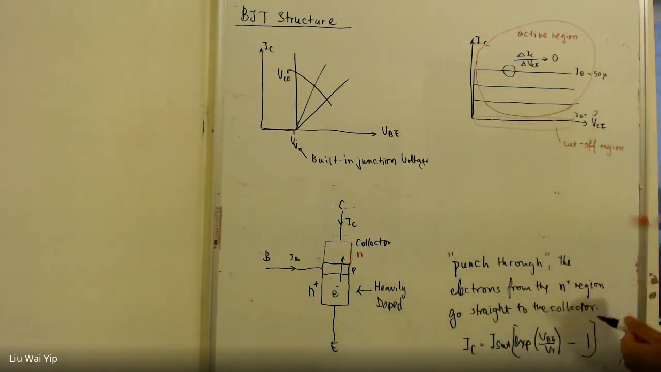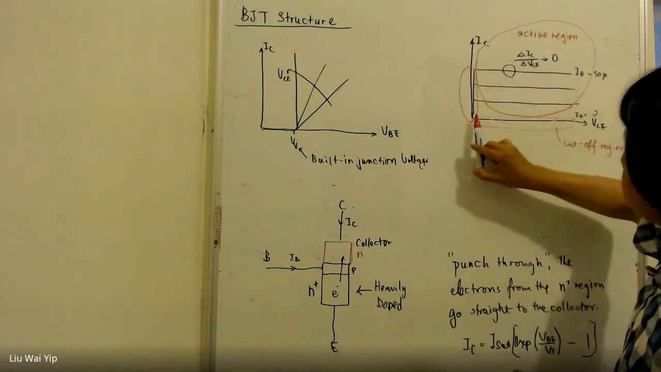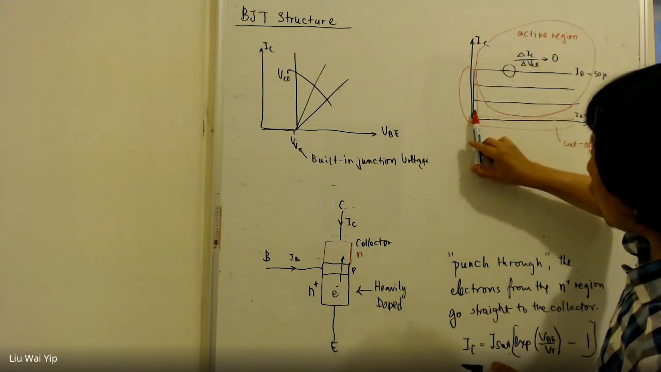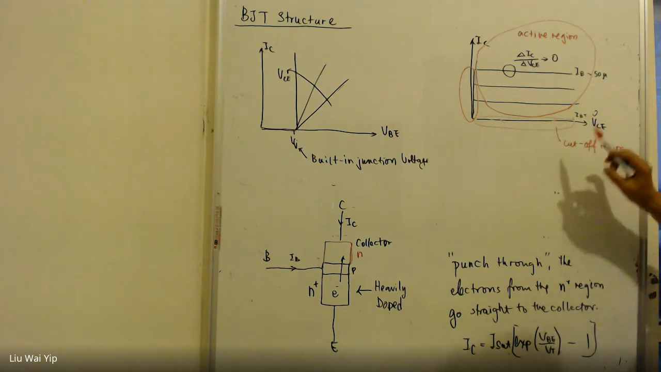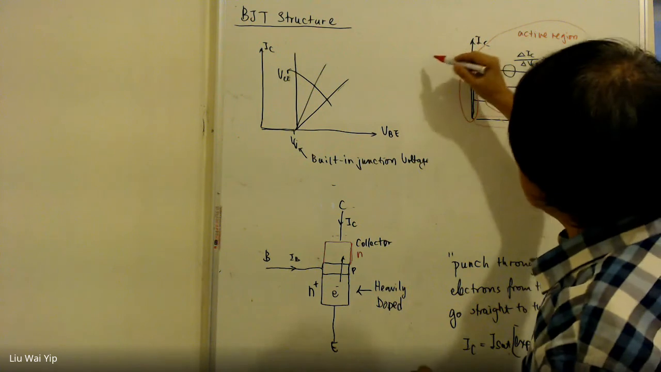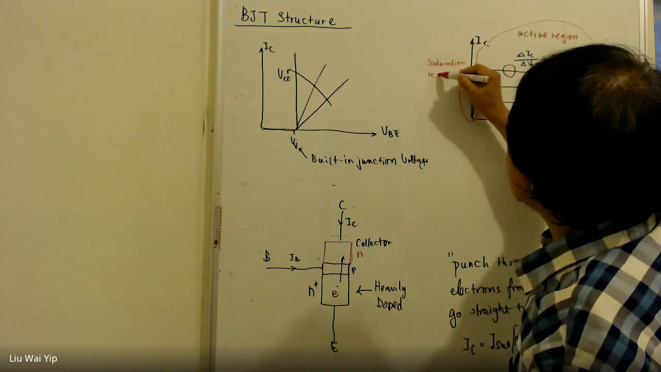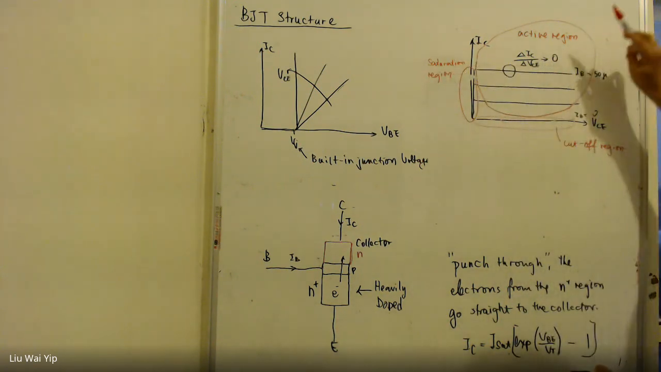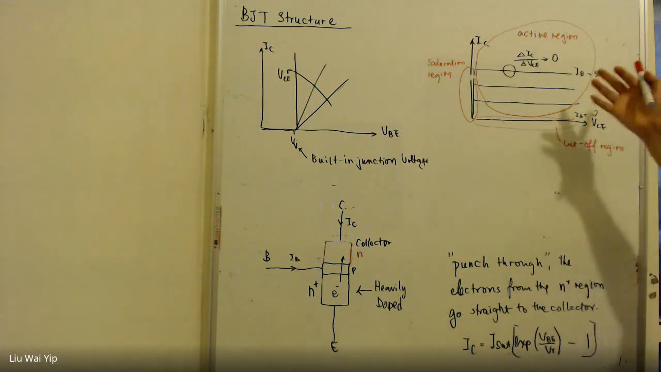And finally, there is another little region here. In this region, the collector current is almost proportional to the VCE, the collector-to-emitter voltage. So this region is just the ohmic region. Again, this is just useless. And this region is the so-called saturation region. It's a useless region. The only region that is useful is the active region. So far, this is the main point of this lesson.